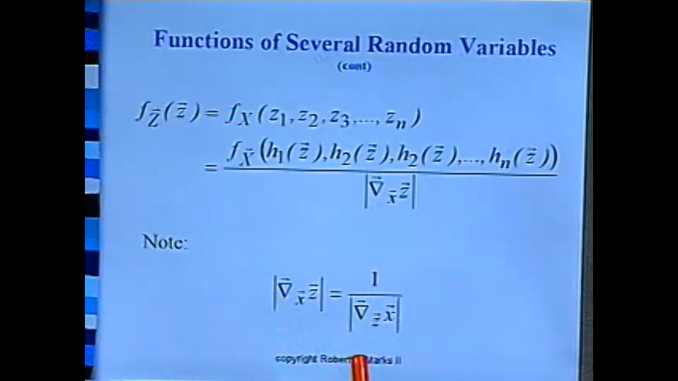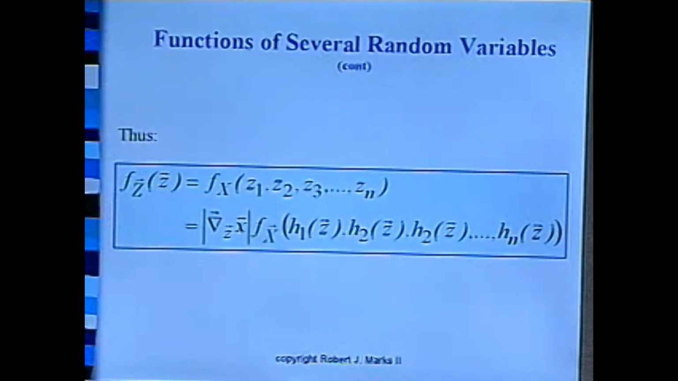Do you recall that? We have a similar sort of situation here, where the Jacobian of z is equal to 1 over the Jacobian of x. The Jacobian of z with respect to x is equal to the reciprocal of the Jacobian of x with respect to z. And the magnitude means taking the determinant of the corresponding matrix.